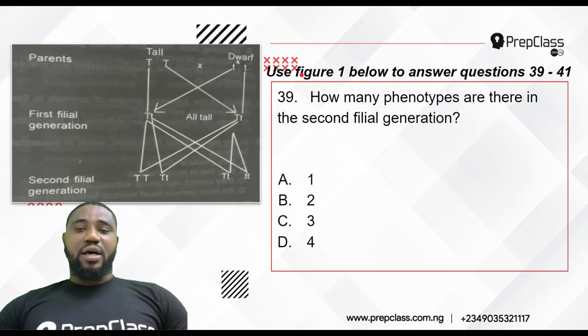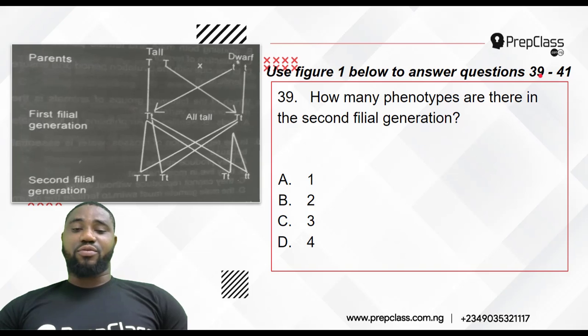Okay, this one says use the figure 1, which is this, to answer questions 39 to 41. But for this sake, we will only use it for 39 to 40. How many phenotypes are there in the second filial generation?